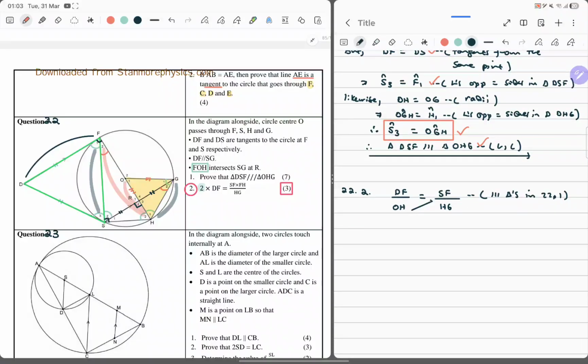We cross multiply and solve for DF because we want that DF nicely. So this implies that DF, okay, maybe let's not rush. Let's just say this is going to be DF times HG, which is going to be equal to SF times OH. Now, DF times HG is equal to SF into this one. OH is half FH.